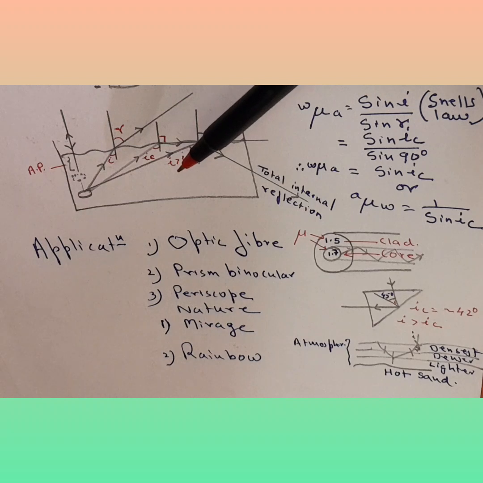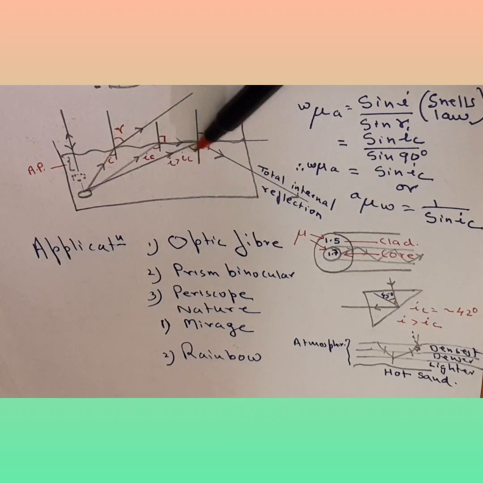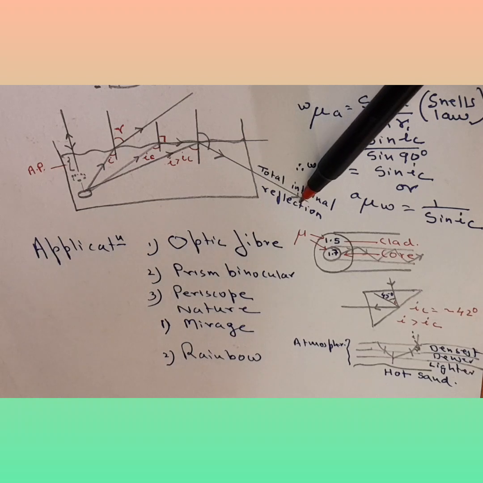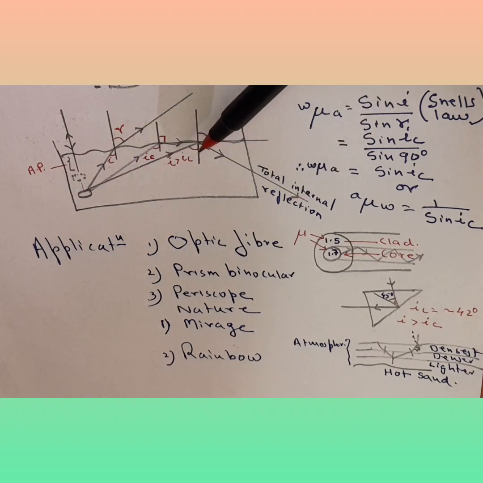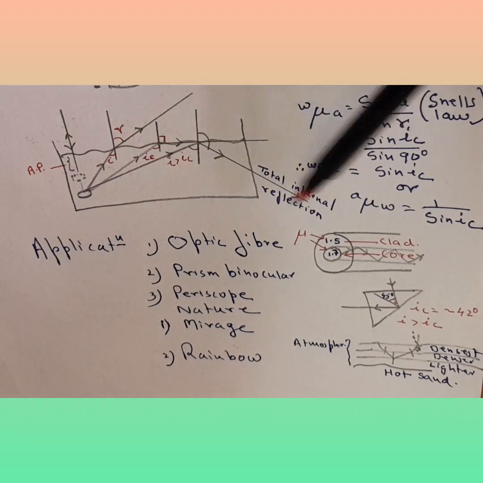So what do we conclude from this? We conclude whenever a situation is there where the angle of incidence is greater than the critical angle, then the rays get reflected in the same medium. It does not pass through to another medium. Alright, so this is what is called total internal reflection. Total internal reflection.